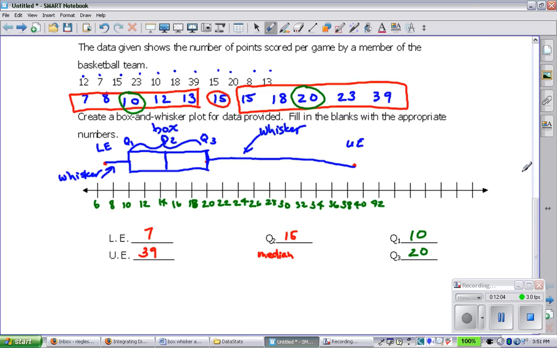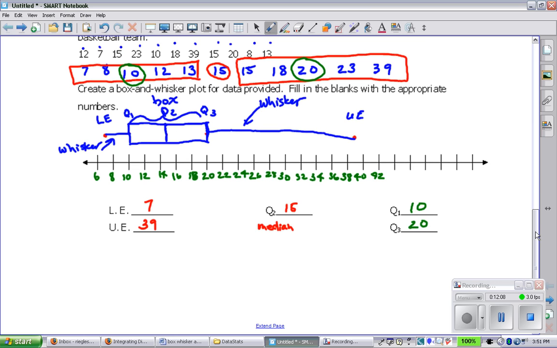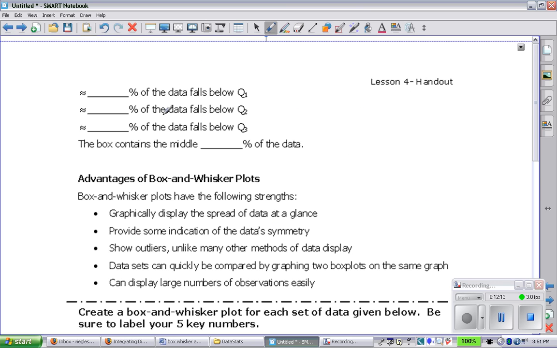And you're done. Ta-da! All right, so now what does all this mean? Well, if you go to the next page, we'll kind of come back to that. When you look at your graph, remember we called those quartiles, first quartile, second quartile, third quartile?